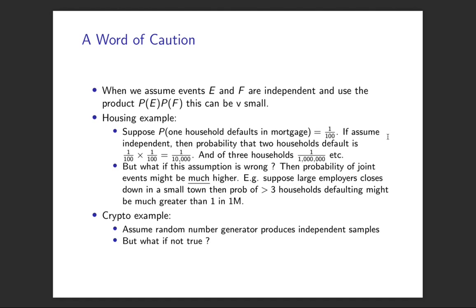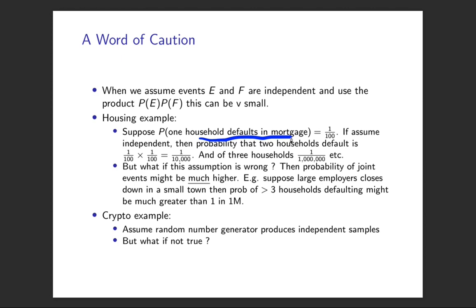So the time scale we look at matters when thinking about independence, and it's worth being quite cautious about it. It probably doesn't generally hold, but sometimes we can say that it approximately holds, and then it's very convenient. Because it's so convenient, it's a really common assumption, but it's worth being wary of. And here's one of the reasons to be wary of it. Suppose we're interested in mortgages, and we suppose the probability that a given household defaults on the mortgage is 1 in 100.